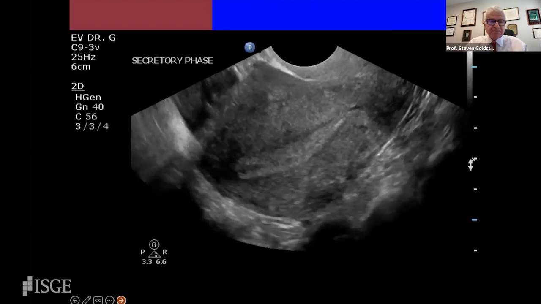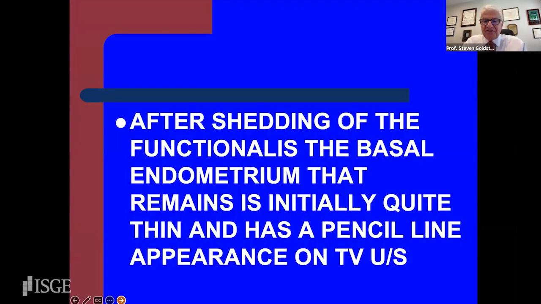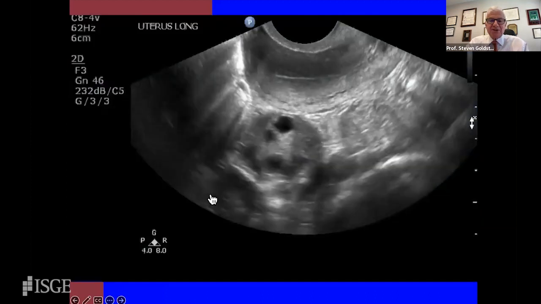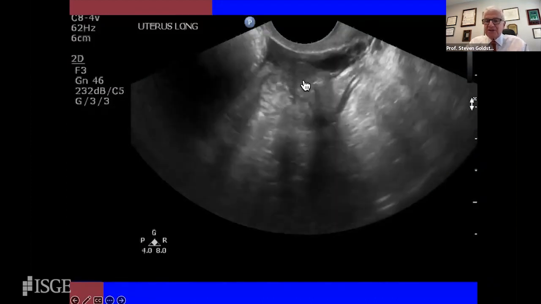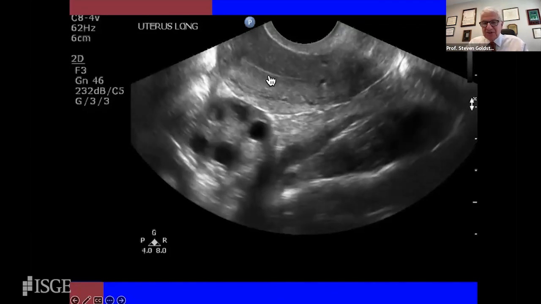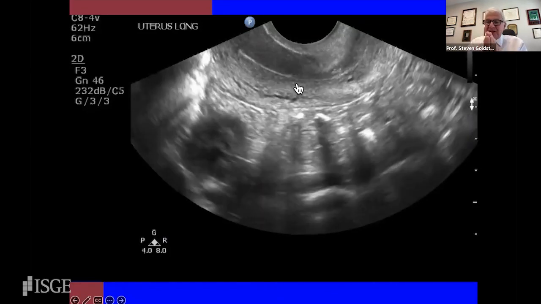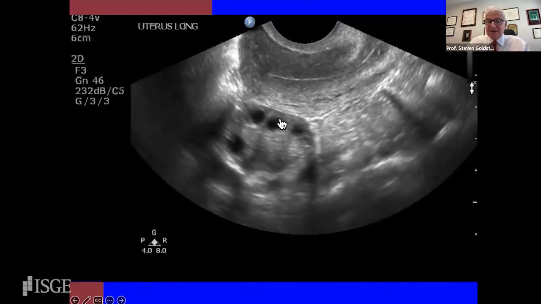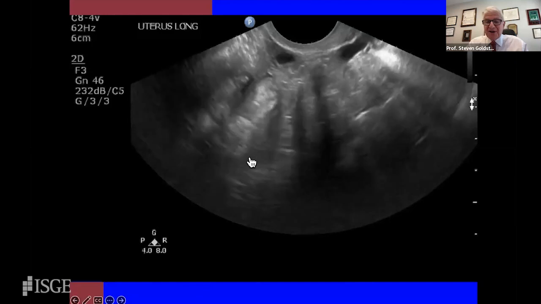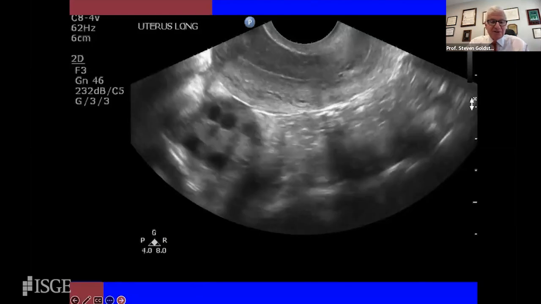After shedding of the functionalis, the basal endometrium that remains is initially quite thin, and I describe this as a pencil line appearance on transvaginal ultrasound. Here's a woman who's just finished bleeding, so she's day 5 or 6 of a cycle, and this white line represents the interface between two sides of basically inactive basalis, and you can see recruiting of a couple of follicles here in one of her ovaries.